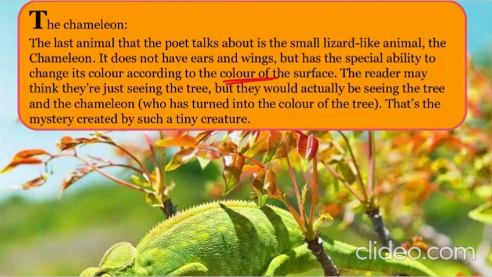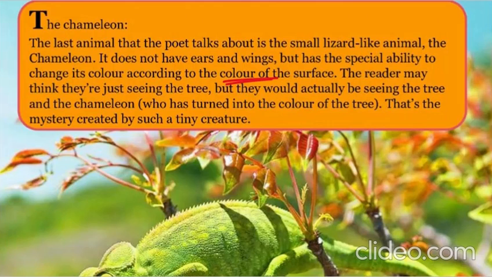So the reader may think that they're just seeing the tree, but actually there will be a chameleon also, who had turned into the color of the tree. So that's the main mystery and the very strange thing in that tiny creature. Okay, so with this you have completed the poem.